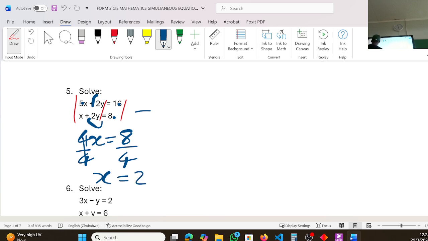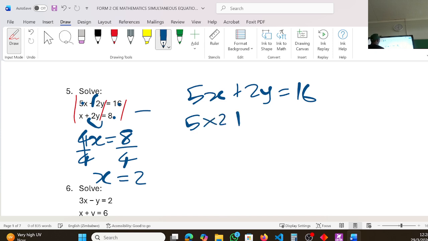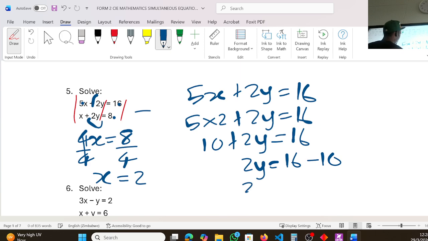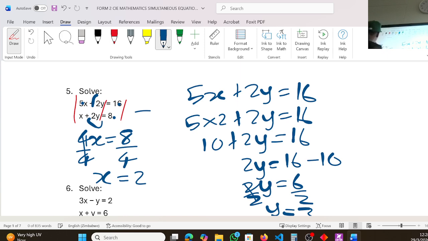When I come this side, because I've got my x now, 5x plus 2y equal to 16. Therefore, 5 times 2 plus 2y is equal to 16. This simplifies to 10 plus 2y equal to 16. Therefore, 2y is equal to 16 minus 10 when I transpose. So 2y is actually equal to 6. When I divide both sides by 2, it tells me my y is actually 3. So I've got both the x value and the y value.